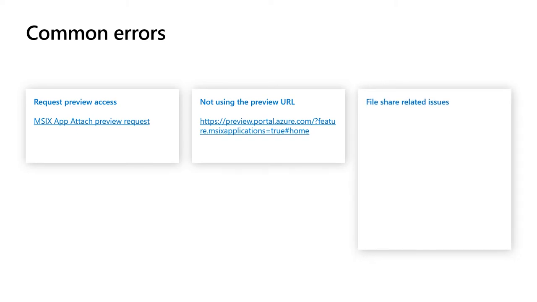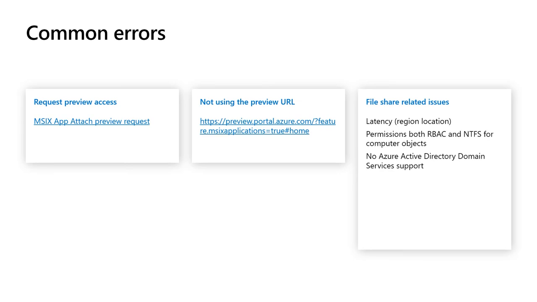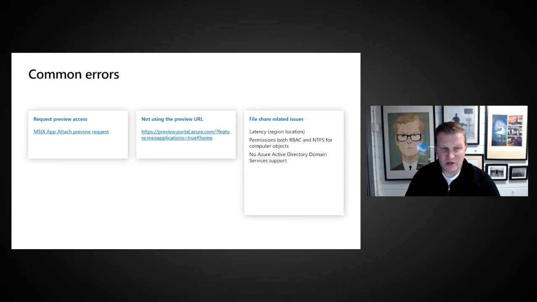There are a number of errors around the file share. In particular, we mentioned it earlier, but latency. Make sure that the region is the same as the session host. If you are moving it to a different region, then you run the chance of hitting that latency requirement. We also need permissions set correctly, so both the RBAC as well as NTFS permissions for those computer objects.